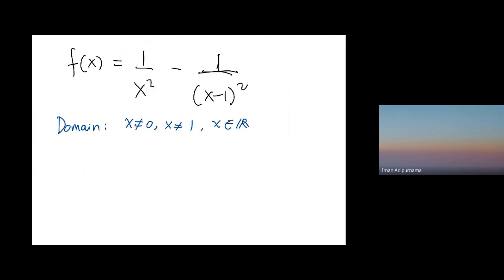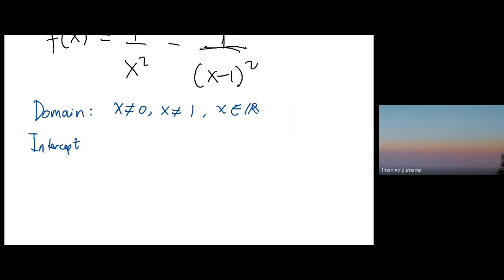And then find the intercept. There is no y-intercept, right? Because x is not equal to 0, so we can just find the x-intercept. We can find the x-intercept by taking this function. Let me rewrite the function. Okay.